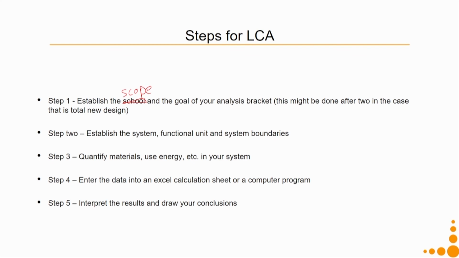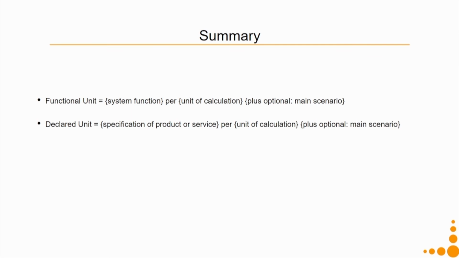Then we enter the data into a computer program. Then we will interpret the results and draw our conclusions. So, the summary from our lecture today is: functional unit is system function per unit of calculation plus main scenario, whereas declared unit is specification of a product or a service per unit of calculation plus an optional main scenario. And credits and system expansion through byproducts, waste incineration and recycling also have to be built into the system that you define.